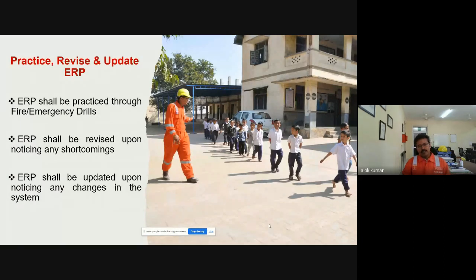The ERP shall be updated upon noticing any changes in the system. Like I said in the earlier slide, if there is a change in the system, like we have included more risk, say we were having only a single AC in our complete building and now we have used a centralized AC unit, that will have more risk. Or we have included many combustible materials and eventually increased the fire load. That will change the system. So based on that risk, our emergency response plan will change, because that will have a lot of resources involved if there is any fire or explosion.